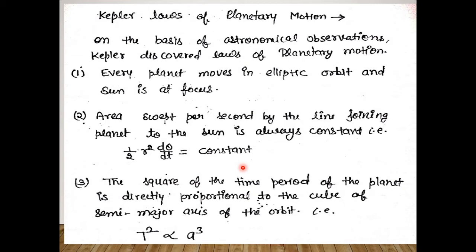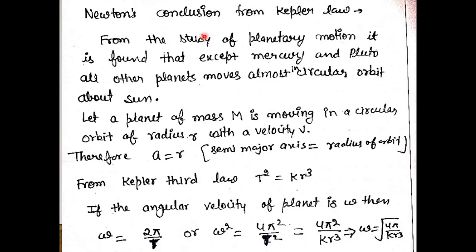And the third law is that the square of the time period of the planet is directly proportional to the cube of the semi-major axis of the orbit. This is T square directly proportional to a cube. As we know, planets move in elliptical orbits, so there are two axes, one major and the second minor axis. When we take the semi of the major axis, its cube is proportional to the time T square. Now Newton drew some conclusions from Kepler's law, so we will study about it.